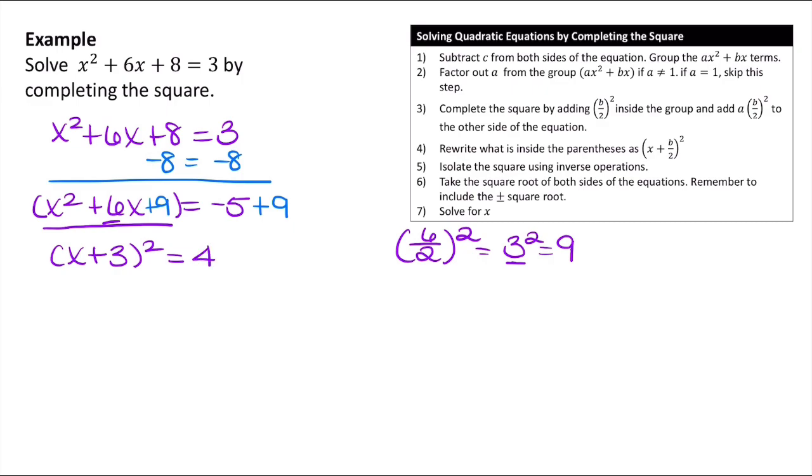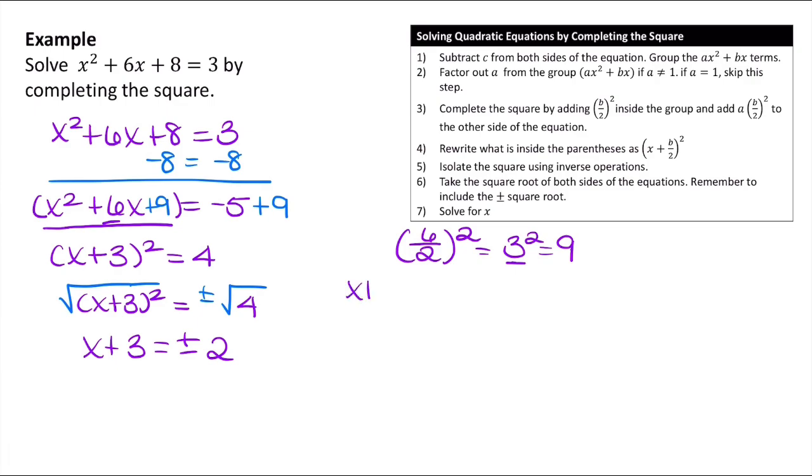Now I can solve this equation by taking the square root of both sides. So I have the square root of x plus 3 squared equals plus or minus the square root of 4. So the square root of x plus 3 squared is going to be x plus 3, and that equals plus or minus the square root of 4, which is 2. So now I can separate this into two equations to solve for x. So I have x plus 3 equals 2, and x plus 3 equals negative 2.